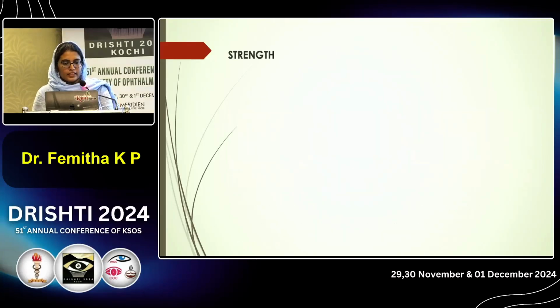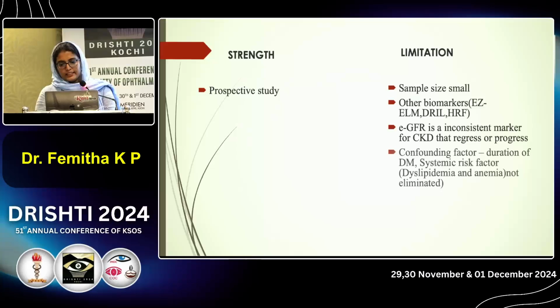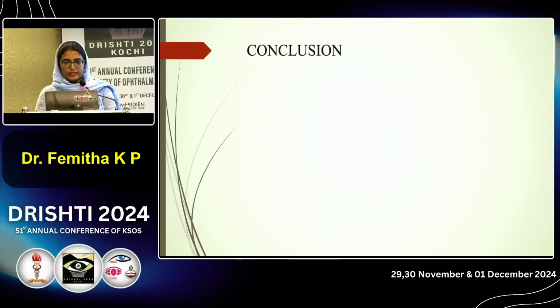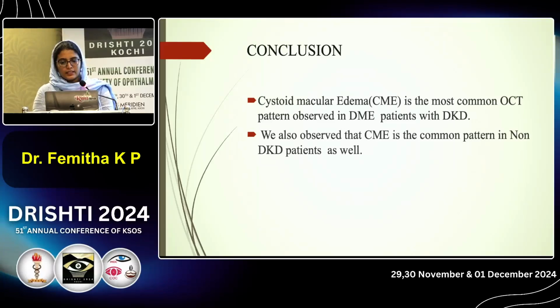The strength of our study is that it was a prospective study, and we had a control group, though it was very small. The limitations were small sample size, and other biomarkers not being included in our study. EGFR is an inconstant marker, and confounding factors like duration of diabetes mellitus and systemic risk factors are not eliminated by randomization. In conclusion, cystoid macular edema is the most common OCT pattern observed in diabetic macular edema patients with DKD. We also observed that CME is the most common pattern in non-DKD patients as well.